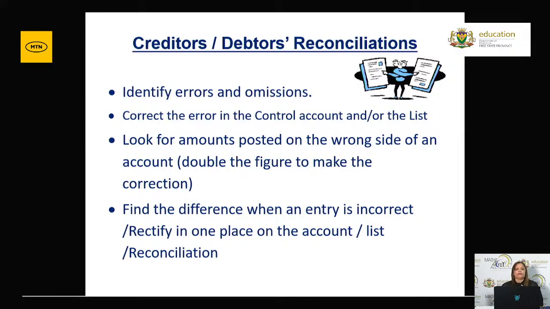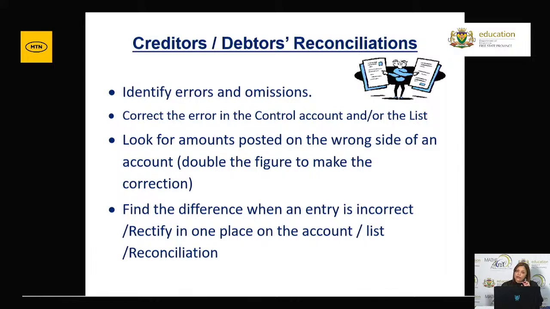Look for amounts posted on the wrong side of an account and double the figure to make the correction, right? If they say to you it was a debit entry and it was supposed to be a credit entry, you first rectify the mistake, then you record the actual entry, and that's where that doubling of the amount comes in, right? Be careful with that one. Find the difference when an entry is incorrect. If they give you two amounts, you find the difference, right? And that difference must then be recorded, either added or subtracted, depending on what you find.